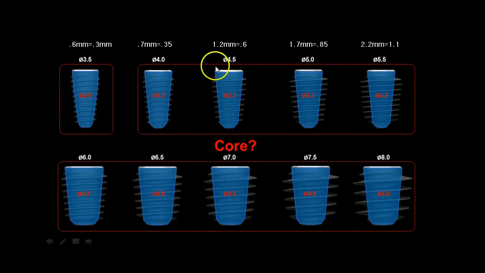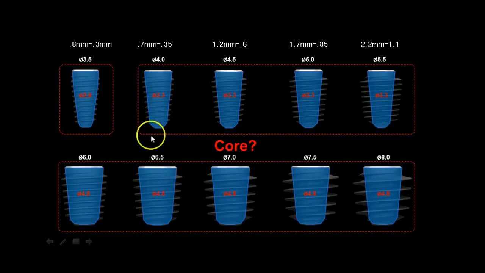Now with your 4.5, that's where it starts to change, because if you subtract 3.3 from 4.5, that's 1.2 millimeters, and divide that by 2, that's 0.6 thread engagement on each side. 3.3 from 5.0 leaves 1.7 millimeters, which is 0.85 millimeters thread engagement on each side. And 3.3 from 5.5 is 2.2, and that's 1.1 millimeters thread engagement on each side, because you can clearly see how wide those threads are. But again, this is for soft bone, D4, D3, D2, and D1. And we're going to make more sense of that in just a sec.